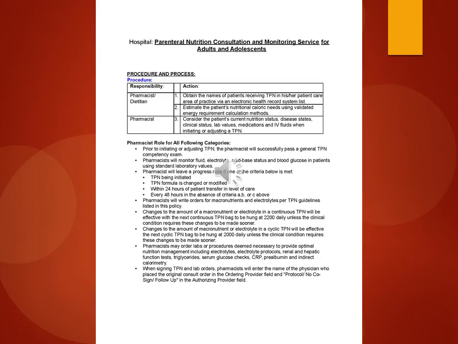Changes to the amount of a macronutrient or electrolyte in a continuous TPN will be effective with the next continuous TPN bag to be hung at 2200 daily unless the clinical condition requires these changes to be made sooner. Changes to the amount of macronutrient or electrolyte in a cyclic TPN will be effective the next cyclic TPN bag to be hung at 2000 daily unless the clinical condition requires these changes to be made sooner.